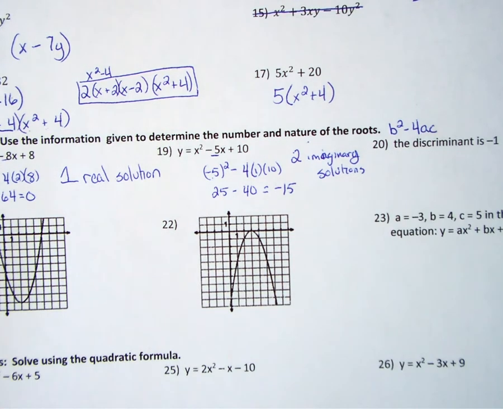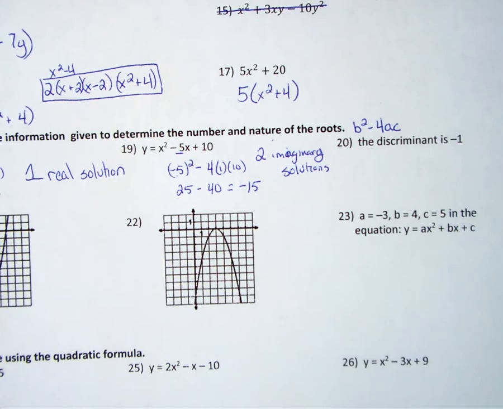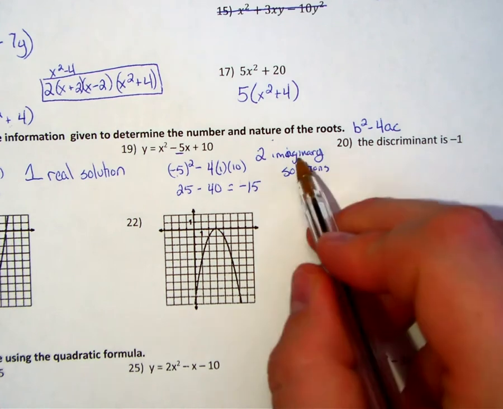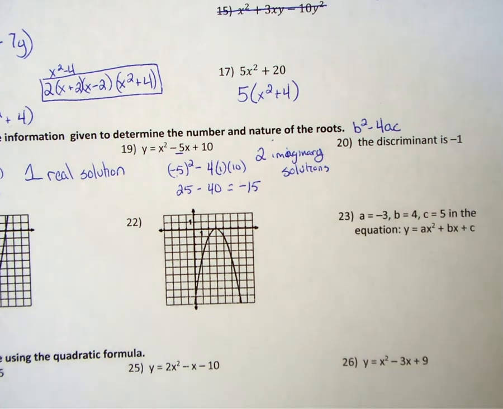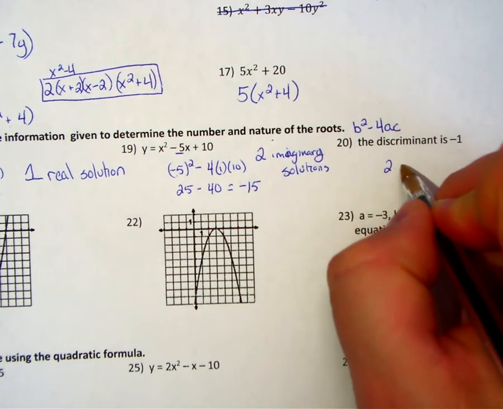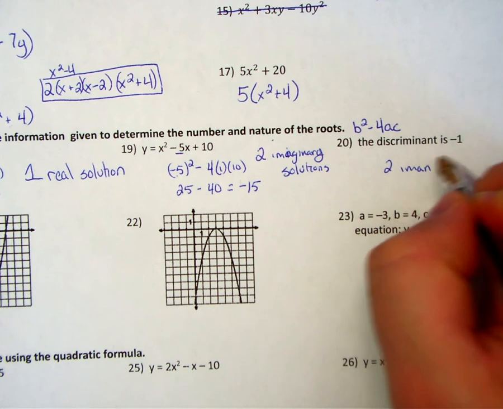All right. Question number 20. The discriminant is negative 1. Okay, well, they've already done all the work for you. If the discriminant is negative 1, just like the previous question, we can't have a negative discriminant, so we're going to have 2 imaginary solutions.